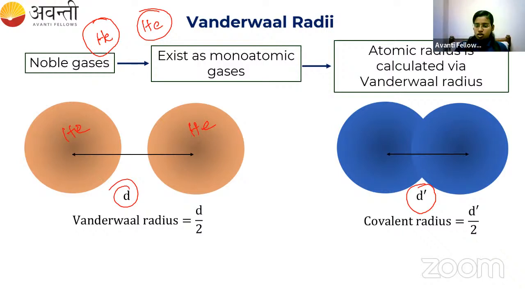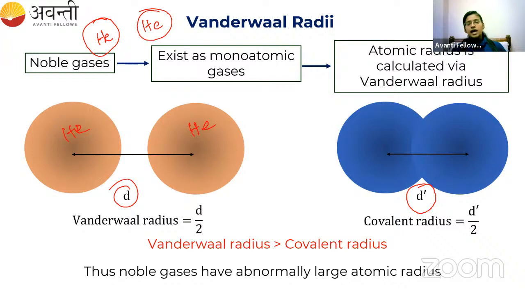Very good. It is obviously van der Waals, right? Van der Waals radius is greater than the covalent radius. Got it? Because there is no overlapping. They are very far away from each other, unlike the case of covalent. So they will have the highest radius value. That's why, because of this reason only, noble gases have abnormally large atomic radius.